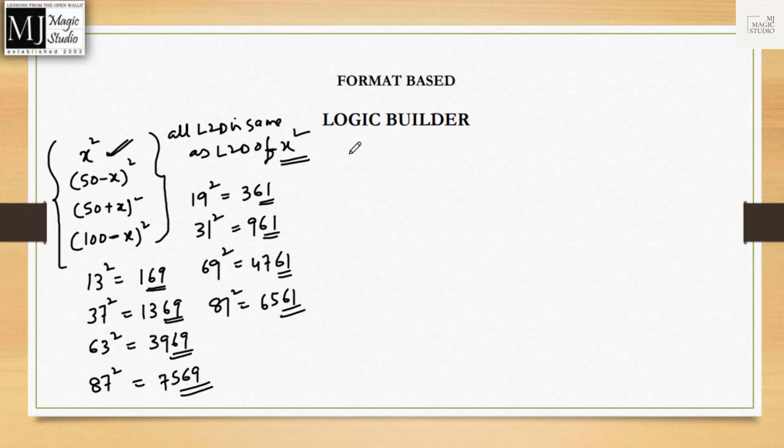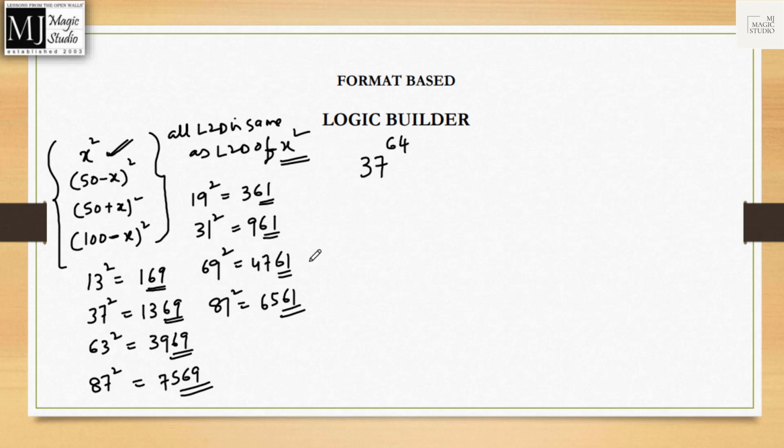Okay, let's try to do this with an example. We need to find the last two digits of 37 to the power 64. Now, we know 37 squared is 1369. We know the last two digits of 37 squared are 69. But this is 37 to the power 64, so let's break it up. And again it is 69.